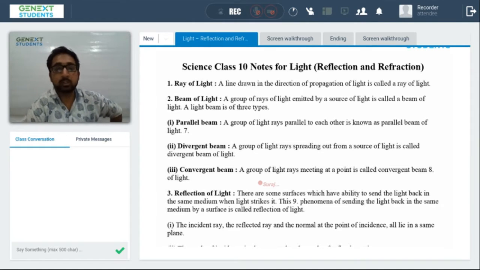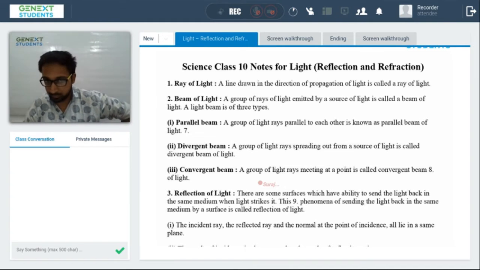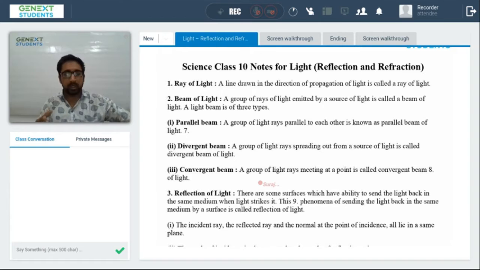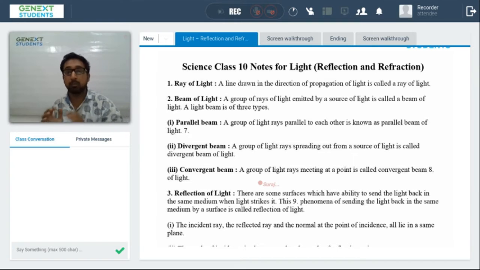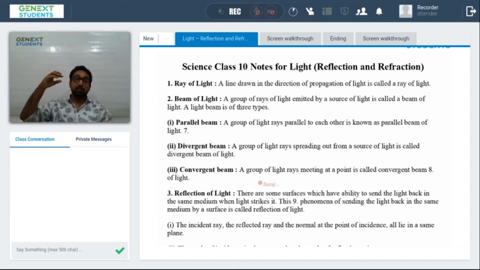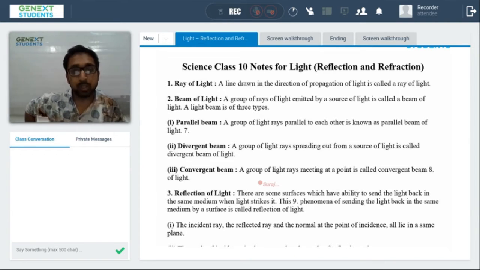What is a ray of light? A line drawn in the direction of propagation of light is called a ray of light. We understand this basic significance, right? What is a beam of light? A single line which is traveling is a ray of light. But if there is a bundle of many different rays, that will be a beam of light. A group of rays of light emitted by a source of light is called a beam of light.